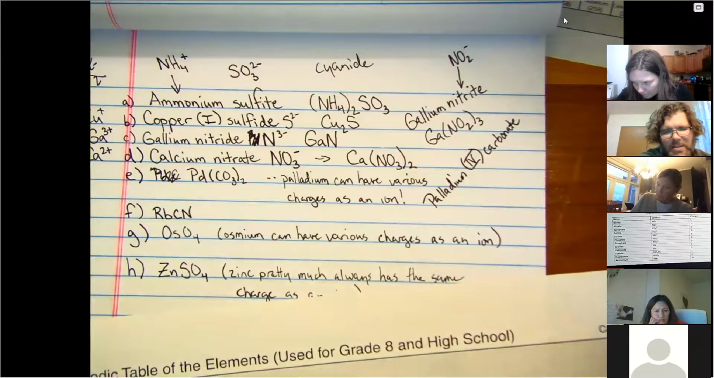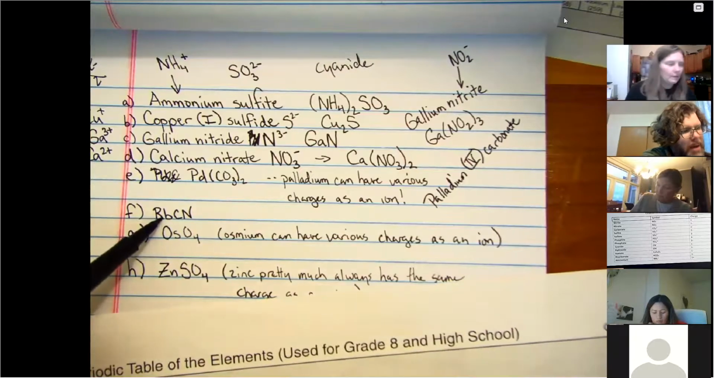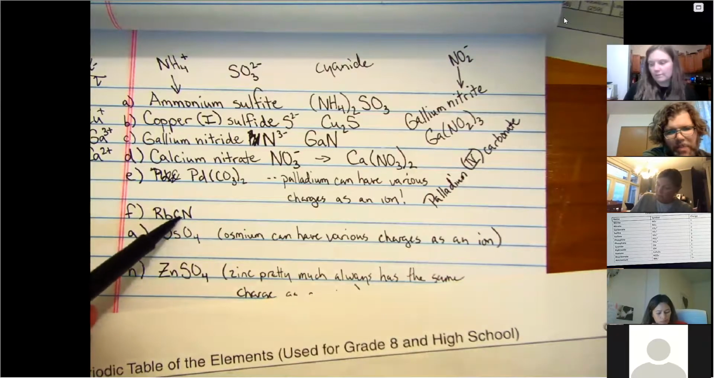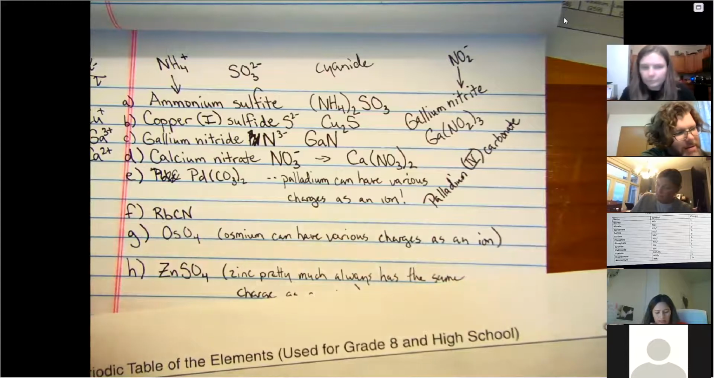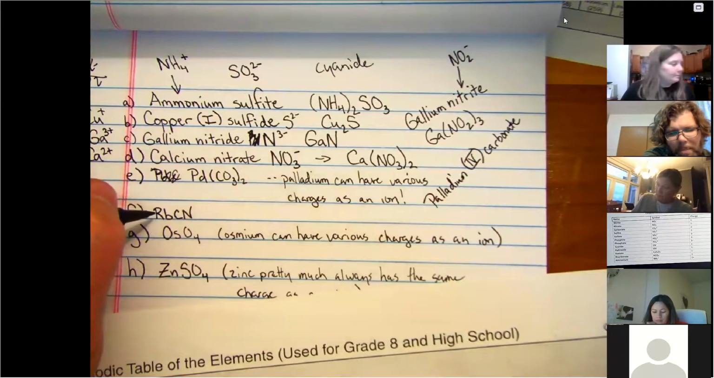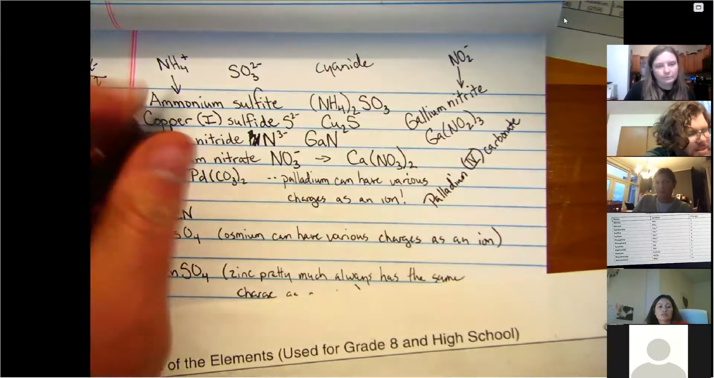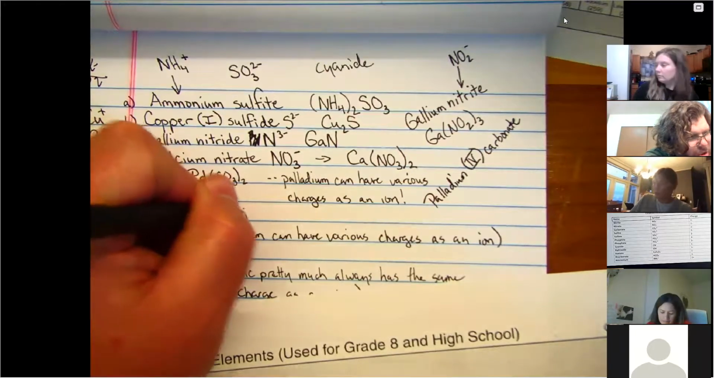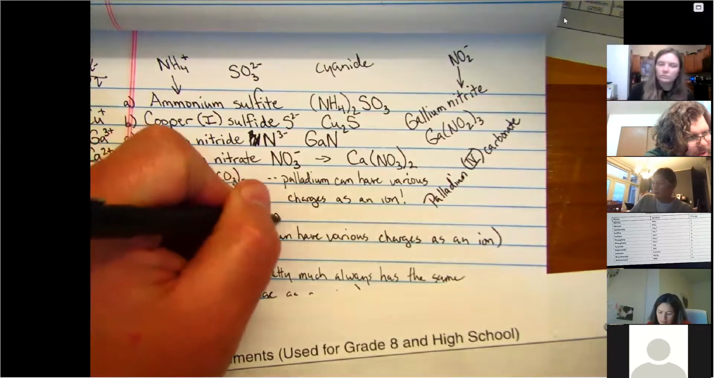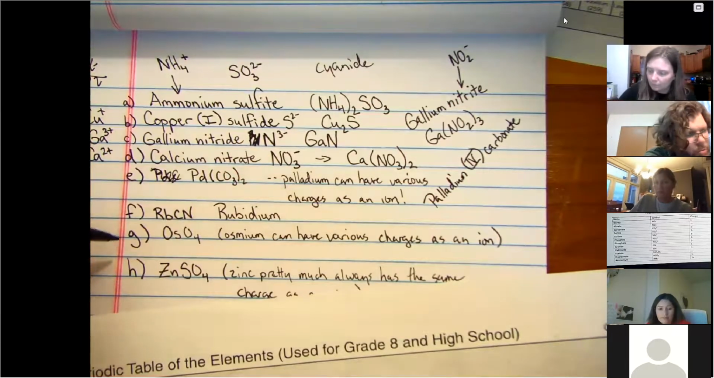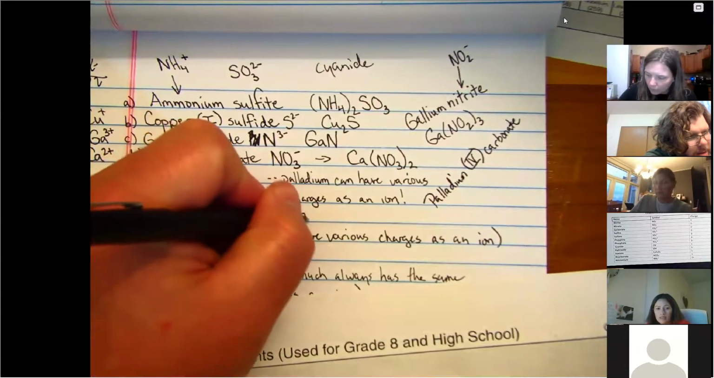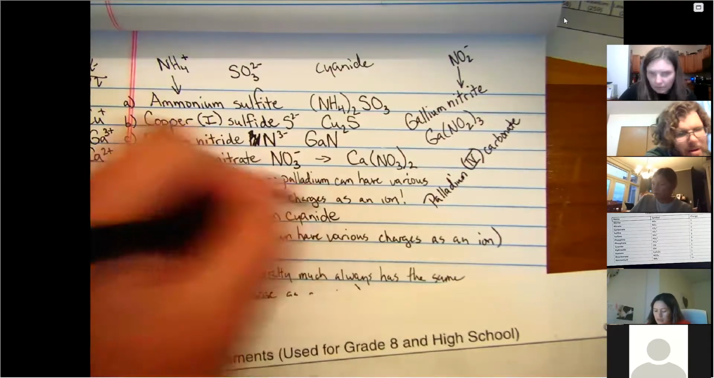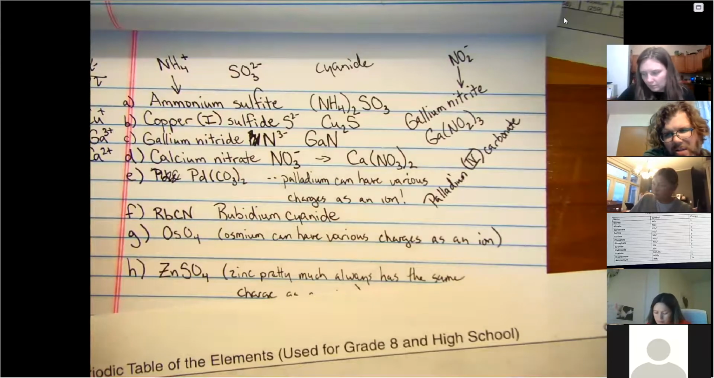The next one is considerably easier. We have rubidium, a group 1 metal, and we have the polyatomic ion cyanide. So because group 1 metals are always +1s, we don't have to worry about what rubidium's charge is. We don't have to say the charge of rubidium because it's always +1. So we would just call this rubidium cyanide. Like virtually all cyanide salts, it is deadly poisonous.